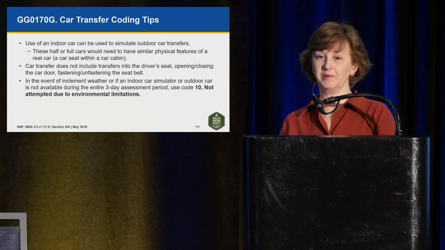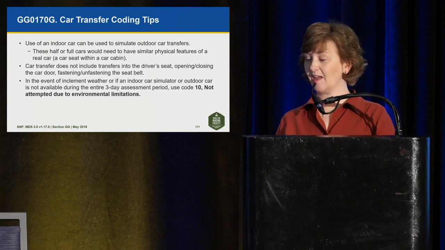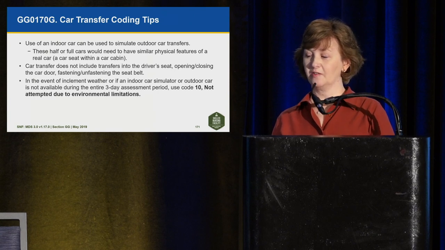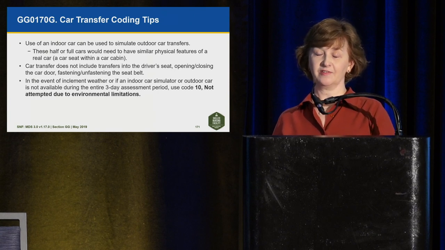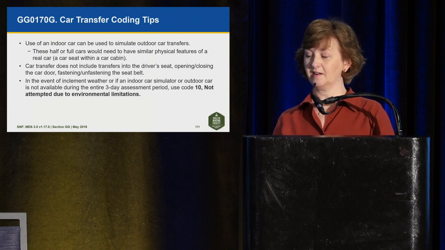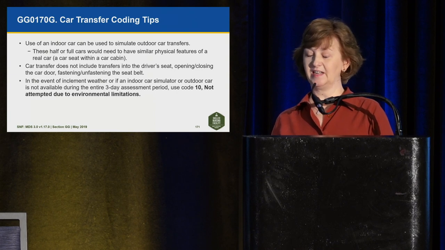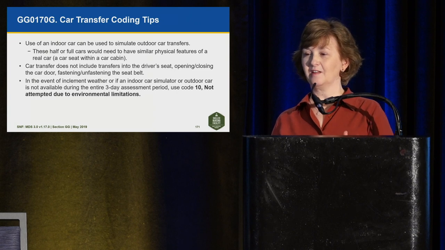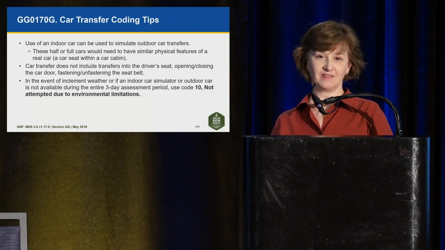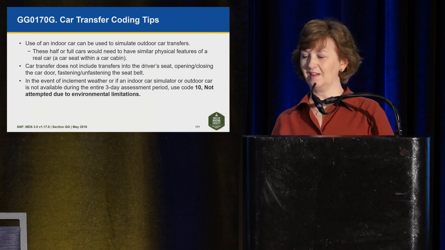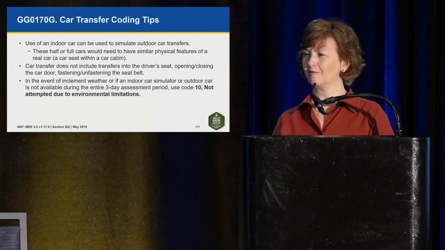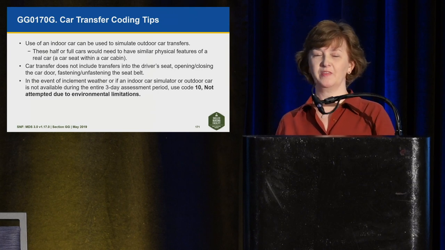In the event of inclement weather, let's say if you were going to go outside and there's inclement weather and you do not have access to an indoor car, for the entire, let's say, last 3 days of the SNF stay for the resident, you certainly may be coding 10, activity not attempted due to environmental limitations. This is one of the activities where that category actually does make sense. In general, we don't expect to see the 10 activity not attempted due to environmental limitations be used for many items, but this is absolutely one where it makes sense.